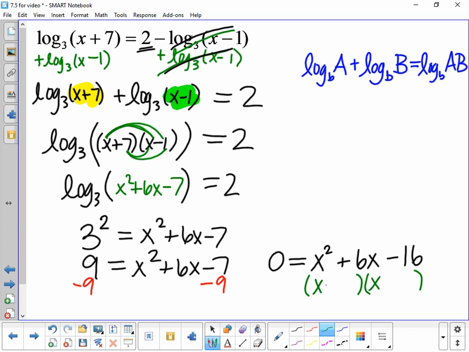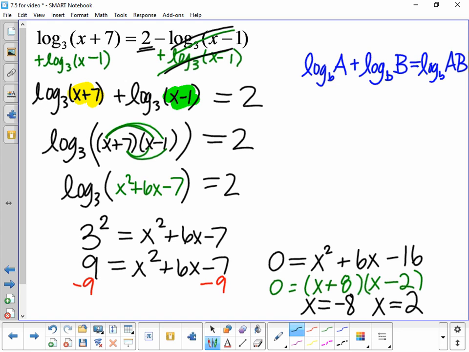So it would be an x plus an 8 and an x minus 2. Well, those two factors give us our two solutions. X could be equal to negative 8 or x could be equal to 2. So these are two potential answers.